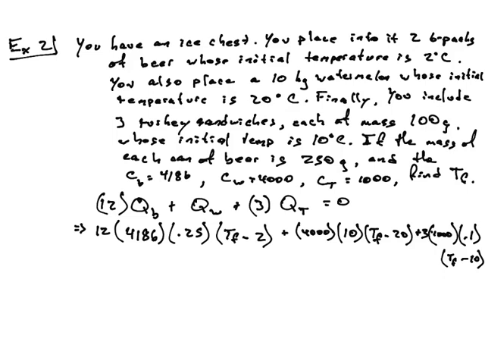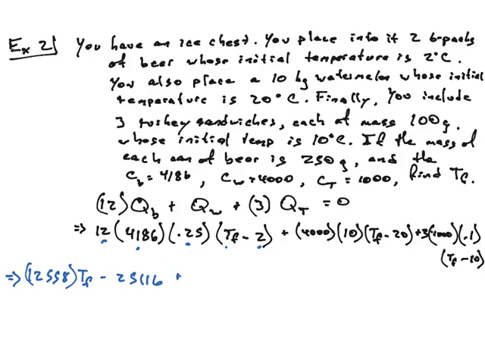And now I start calculating what I can. Let me give myself a little room. So what do we have? 12 times 4186 times 0.25 times TF. So that's 12 times 4186 times 0.25 is 12558 TF minus 12 times 4186 times 0.25 times 2. 25116. Okay, so that's the first piece.